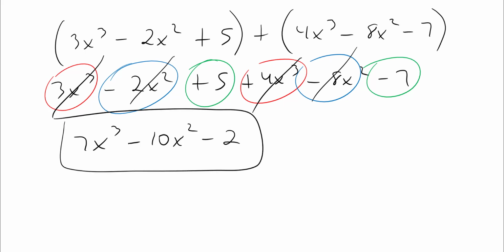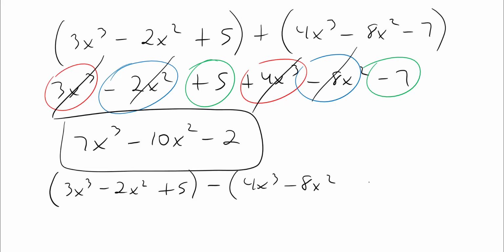Pretty easy. So instead of putting a plus sign, let's do a minus sign. I'm going to keep the same thing here. Watch. We're going to keep this exact same thing, and I'll show you what happens. So 3x cubed minus 2x squared plus 5 minus 4x cubed minus 8x squared minus 7.